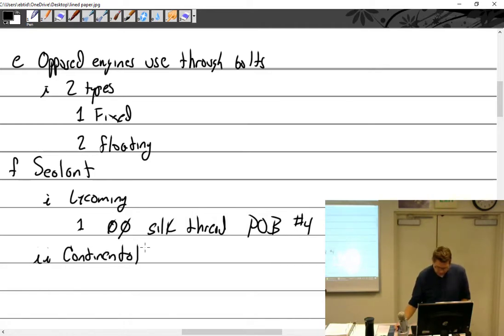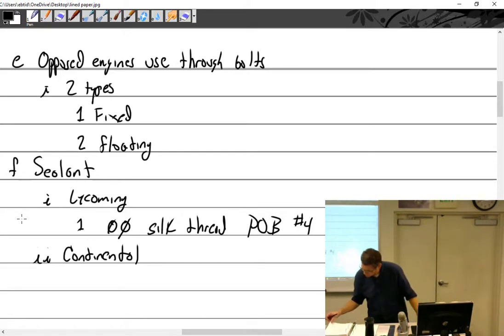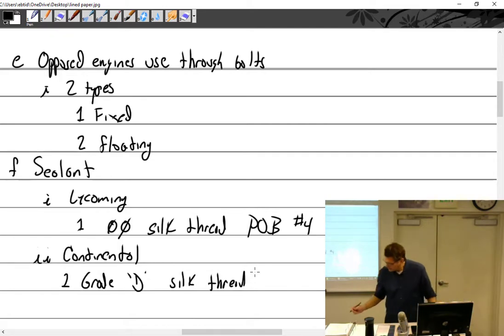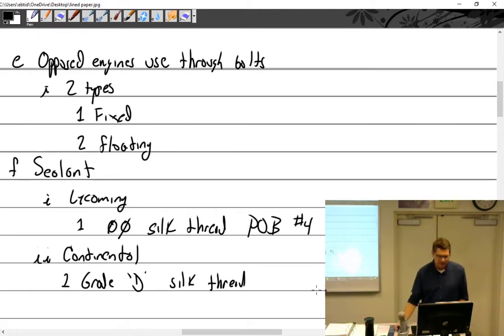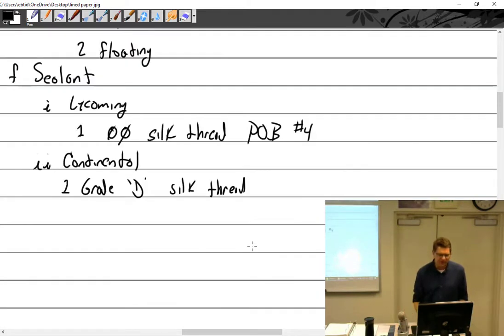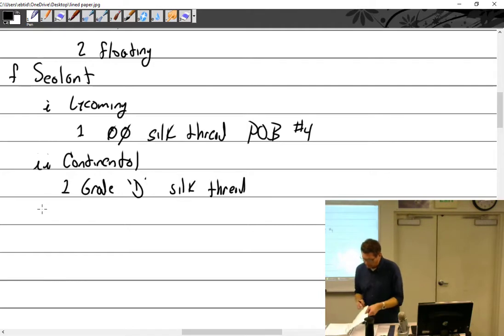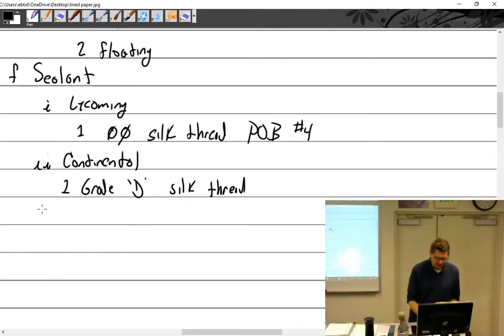Continental engine, the gold engine. How much do I want to write there? I'll just put this: they use grade D silk thread. And they use a very different type of sealant. I don't want to get into that because they'll be like, oh, can I remember that? No, you don't remember that. But it is weird, and you definitely want to pay attention to it.